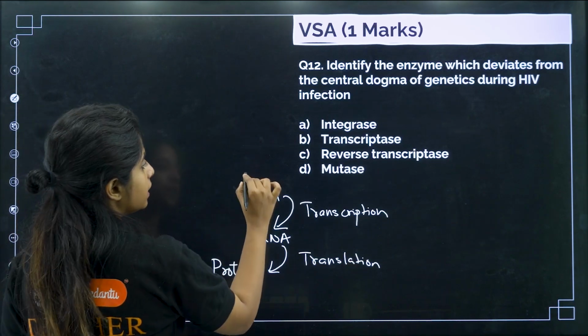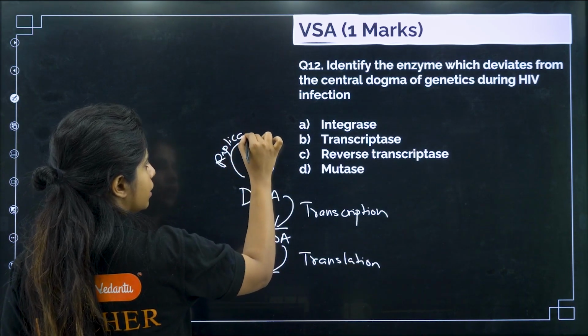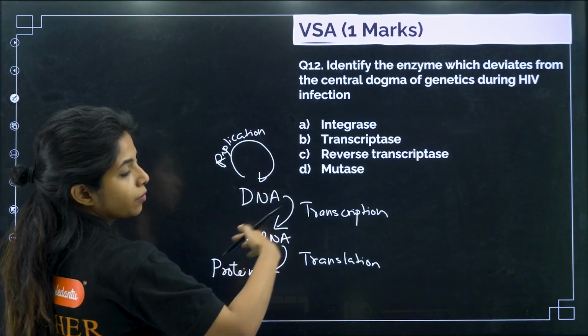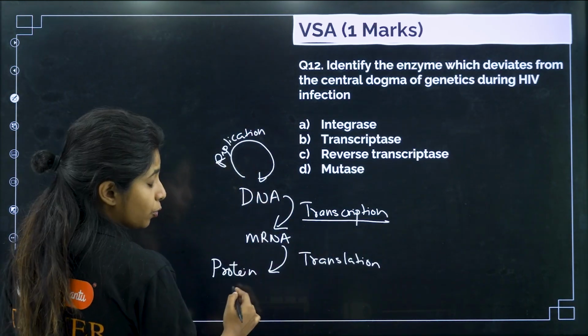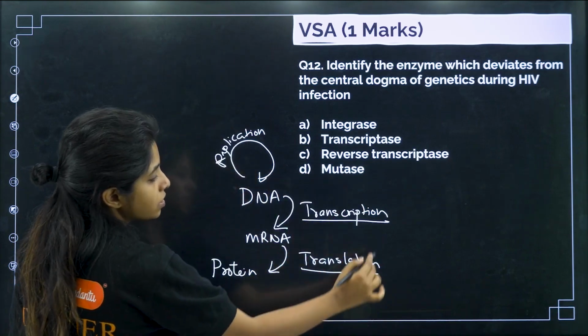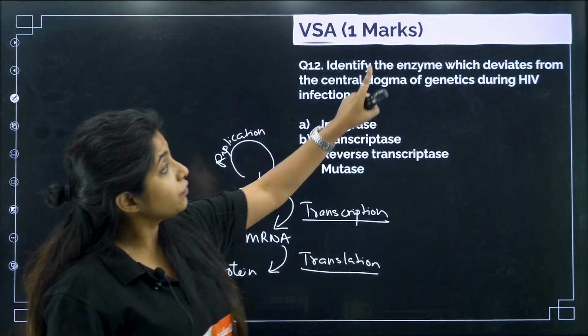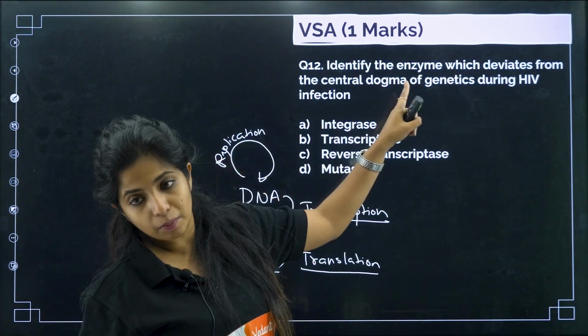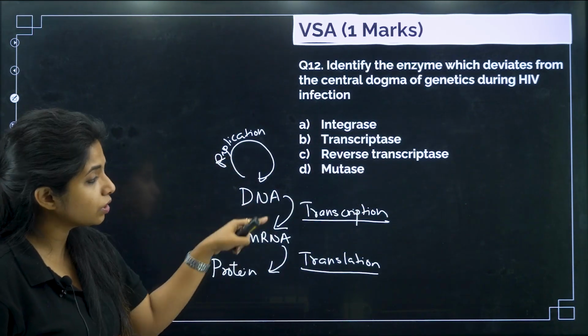If you want to form DNA from DNA, you follow replication, to form enough amount of DNA. If you want to form mRNA, you do transcription. If you want to make protein out of it, you do translation. This goes in step-by-step order. This is known as central dogma. Now, identify the enzyme which deviates from central dogma. There is some enzyme which will be helping the virus to deviate from this.